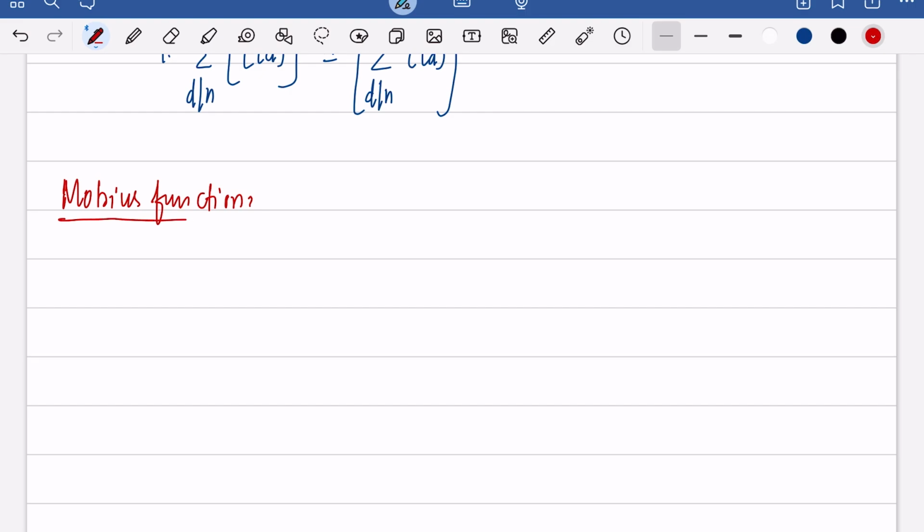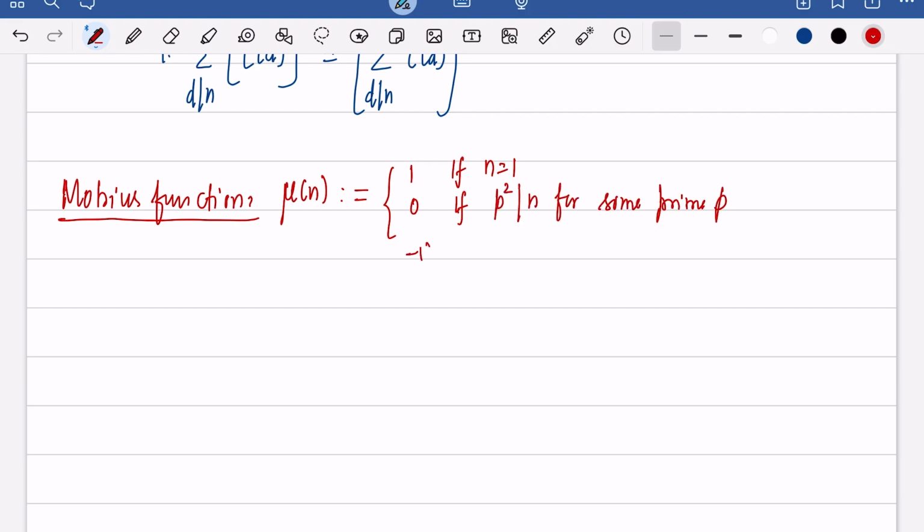Now let's define the Mobius function, which is another number theoretic function, denoted by mu of n. It is defined as: mu of n is equal to 1 if n is equal to 1; it is equal to 0 if p square divides n for some prime p; and it is equal to minus 1 power k if n is equal to p1 into p2 into pk.